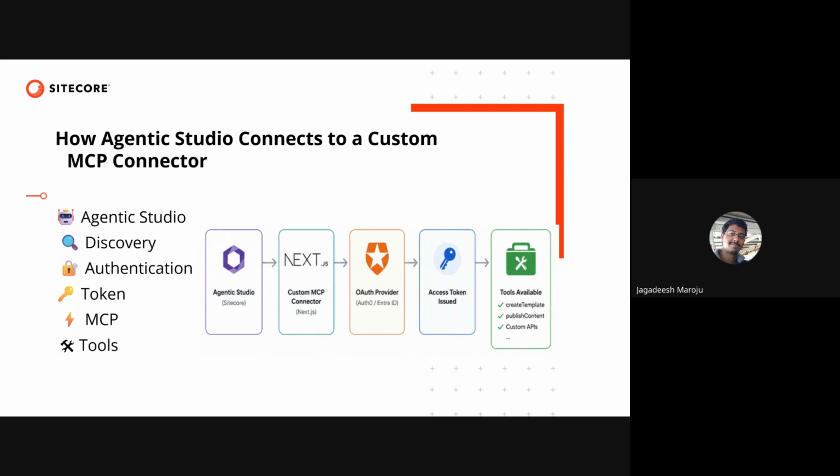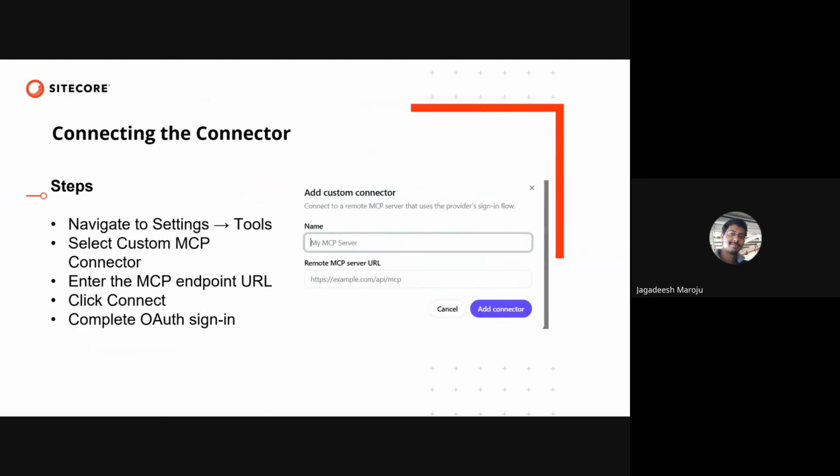And the final step is tool discovery. Agentic Studio creates the list of available tools exposed by the connector. In my case, it's only one, which is create template, and that makes those tools available to the AI agent. From the user perspective, this entire process is hidden, of course, behind the connect button. But understanding the flow is important because it explains why implementing OAuth support is essential for any remote MCP connector.